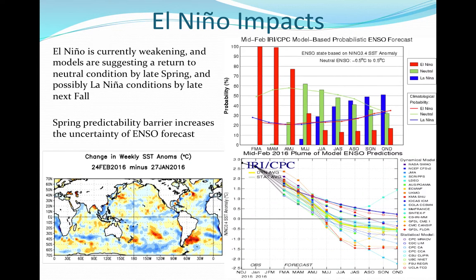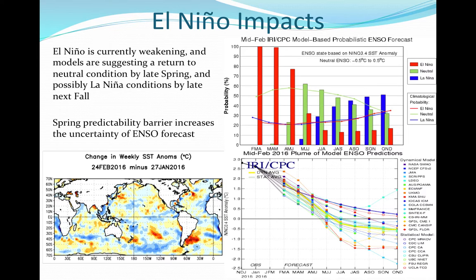Looking at where we stand today with El Nino, it's cooling and weakening in the sea surface temperatures along the equatorial Pacific. What our models are currently showing is that by late spring, we'll probably cool back down into neutral conditions. And there's a possibility that we might transition into La Nina conditions by late next fall.